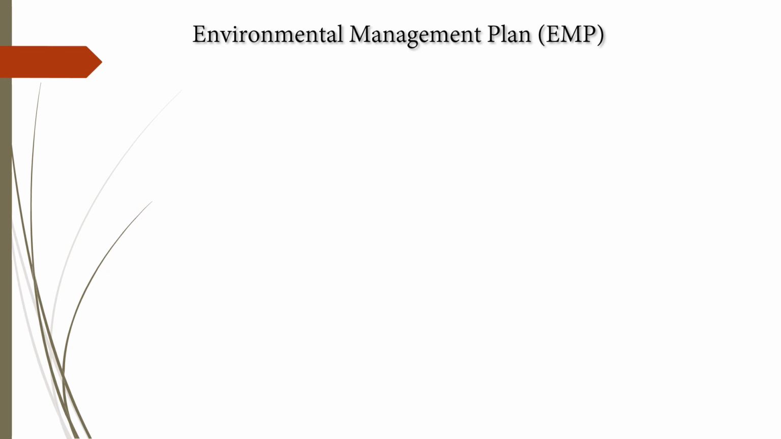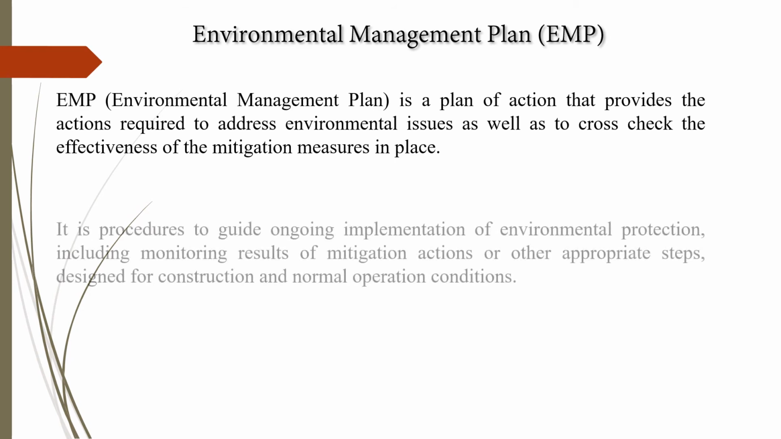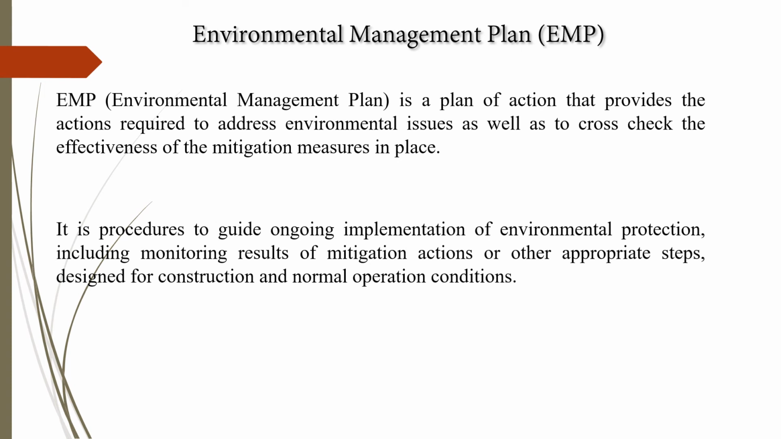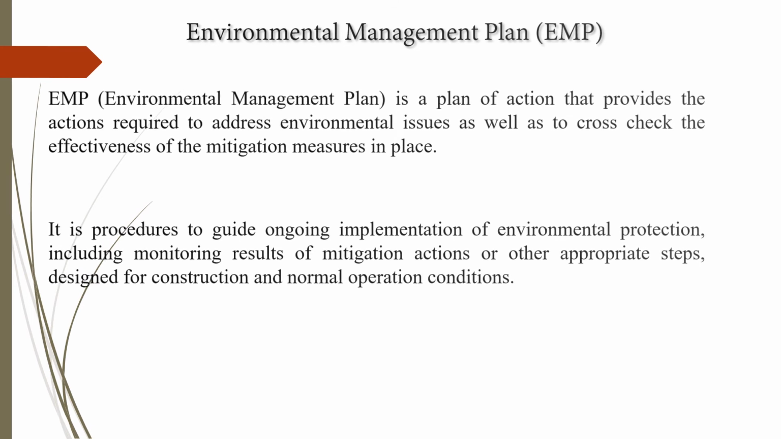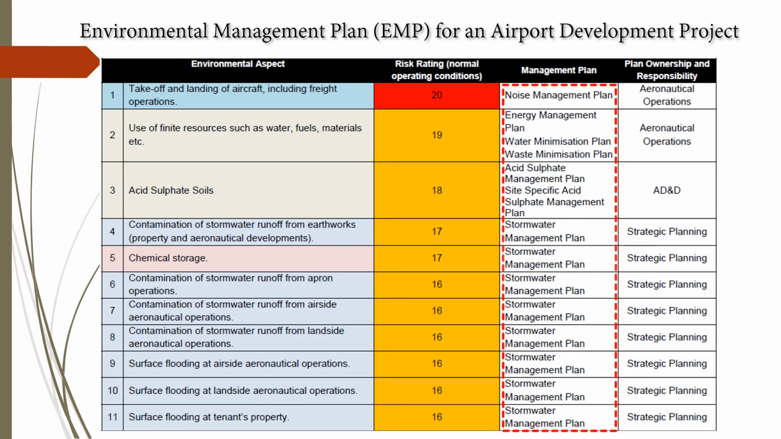Environmental management plan. Environmental management plan is a plan of action that provides the actions required to address environmental issues as well as to cross-check the effectiveness of the mitigation measures in place. It has procedures to guide ongoing implementation of environmental protection, including monitoring results of mitigation actions or other appropriate steps designed for construction in normal operation conditions. This table shows environmental management plan for an international airport development project.